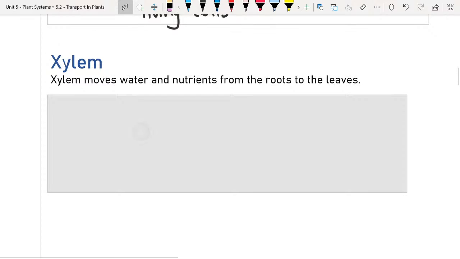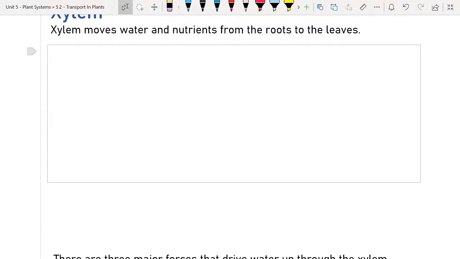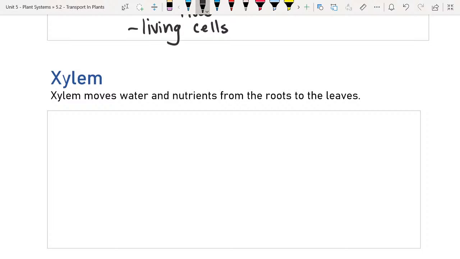So now, when we talk about xylem, xylem is kind of cool stuff. So the first thing we want to focus on, and I know we said it above, is that it only moves water up.